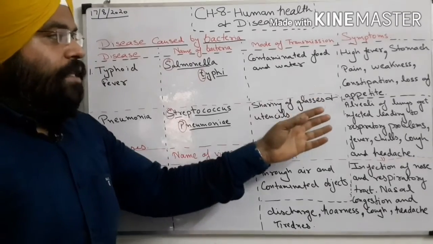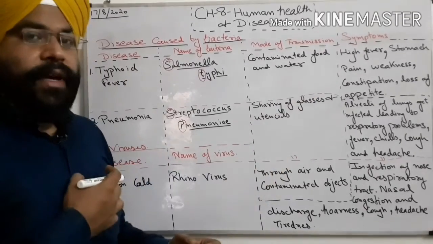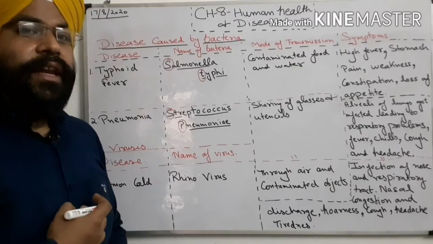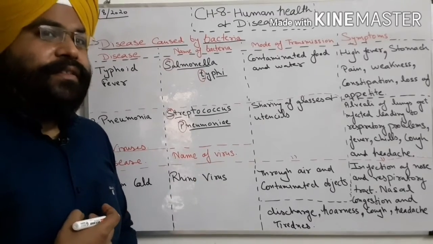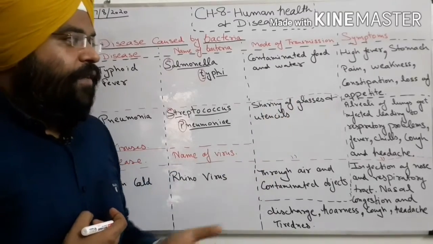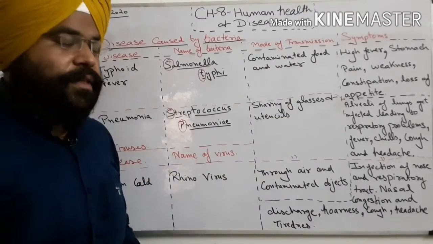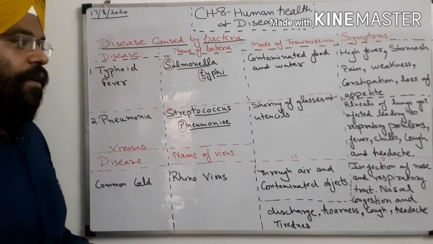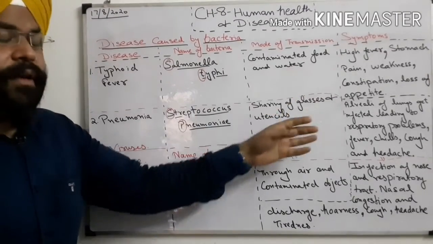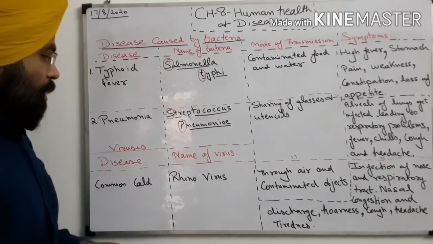Further, what are the symptoms? We have DNA as a building block of the cell. In the same way, alveoli are the building block of our lungs. The alveoli of the lungs get infected, leading to respiratory problems, and hence you have fever, chills, cough, and headache. All these problems happen with these symptoms.